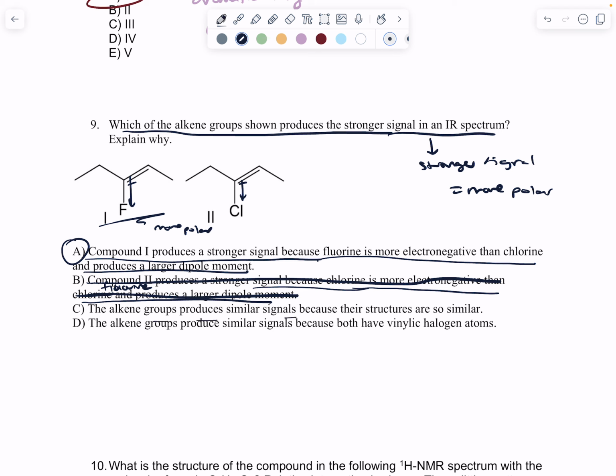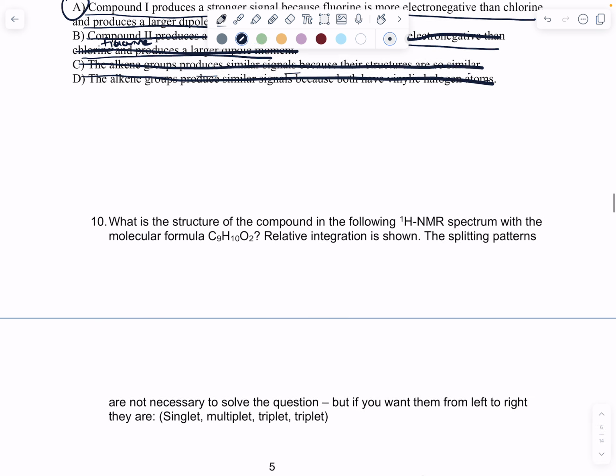The alkene groups produce similar signals because their structures are so similar. Well, their structures are similar, but we know that the intensity of the signal is equivalent to the polarity, so that's not right. And then the alkene groups produce similar signals because both have vinylic halogen atoms. So that's true. They both have vinylic halogens, but still, if we have something that is going to make one bond more polar than the other, it's going to be more intense than the other. And I figured you'd be able to reason that. So we talk a lot about fluorine being the most electronegative element, and we had that quiz question about polarity. So I had hoped that would be pretty straightforward for you.